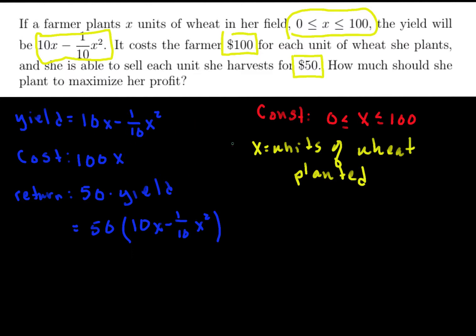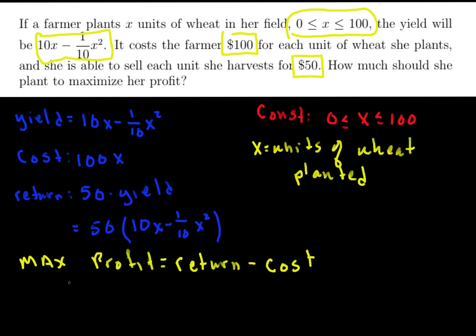Okay, so these are still just the facts we've put together. The cost is that, the return is that, and she wants to maximize profit. And what is her profit? Well, her profit will be whatever her return is minus the cost. Whatever she gets back when she sells her wheat minus whatever it cost her to make the wheat.